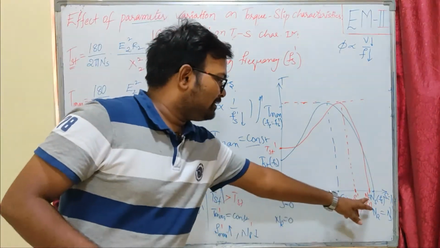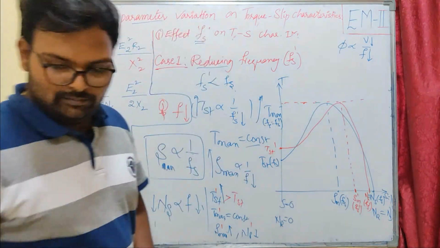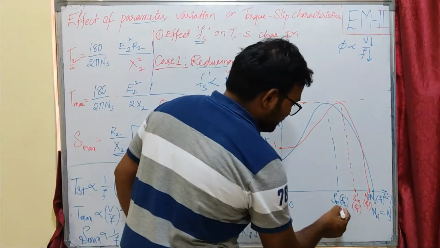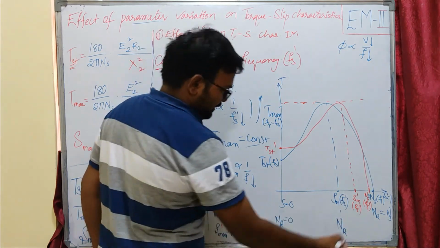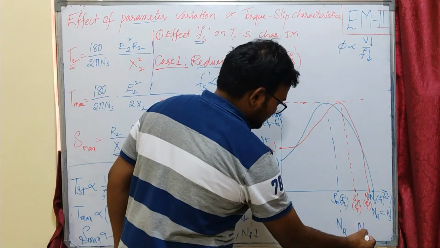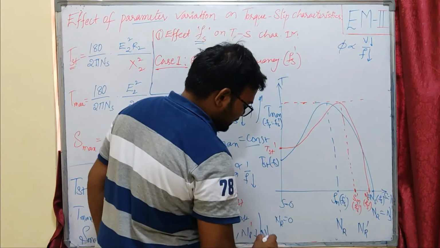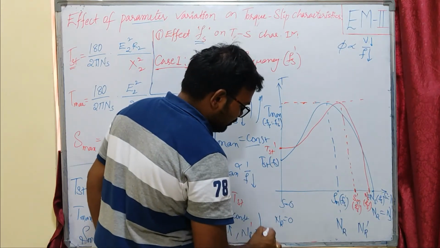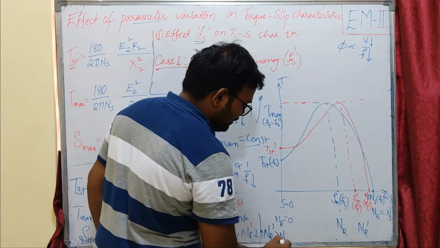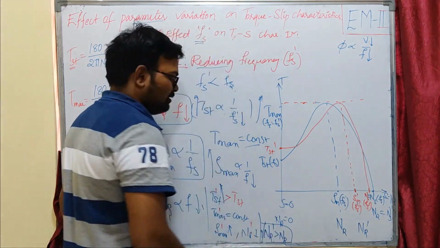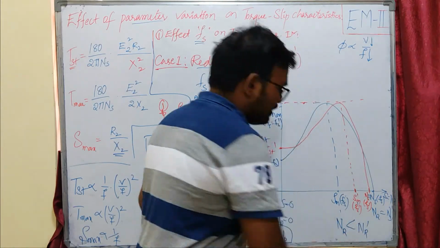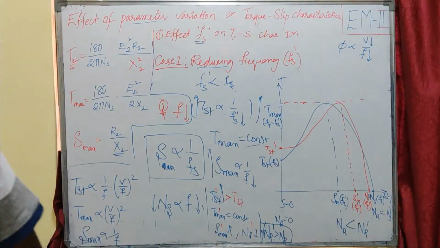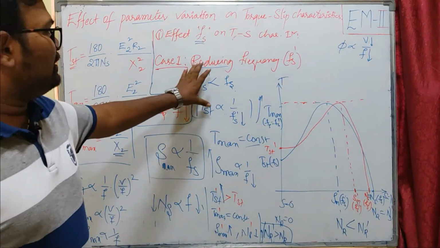Our synchronous speed is reduced, slip at maximum torque is also reduced, and you can see the change in our rotor speed. Initially it was here and it is improved to here. That means our NR dash, the speed of our induction machine rotor, is greater than NR due to the change in frequency. That means our rotor speed is increased when I reduce the frequency. This is regarding reduction of frequency.